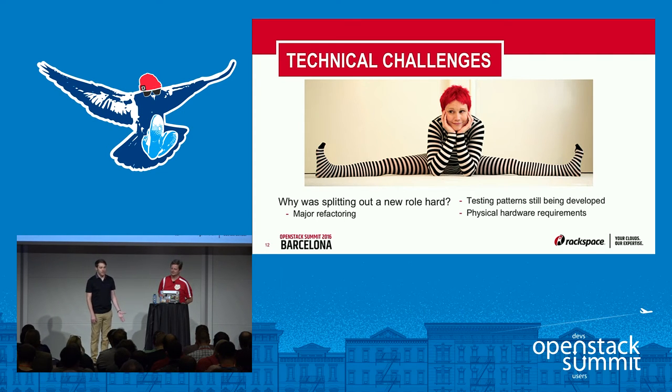And then the physical hardware requirements. It's really important for us, since the OpenStack Ironic role got implemented, we've had a couple of bugs come in that could easily have been avoided if we had legitimate gating on some kind of hardware, or at least faked hardware. And at the time, in the Liberty cycle, that didn't exist. And so we had that kind of problem to contend with.